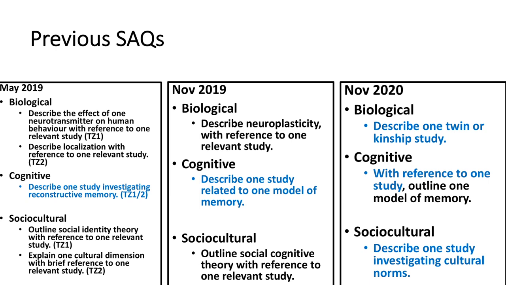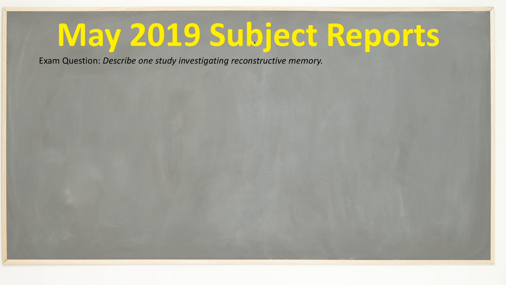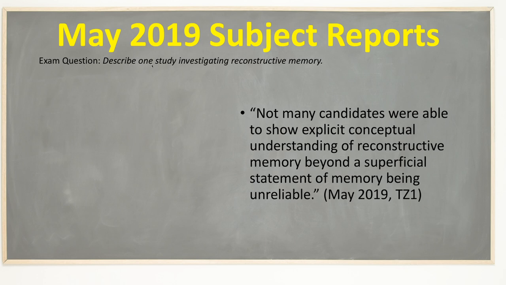In 20 years' time, I don't care if my students remember the studies, but I definitely hope they remember the concepts that I've taught them. Anyway, that little gripe aside, this is why I wanted to rethink the 7-step approach, in particular with these types of answers. Now, if we look at the subject report from May 2019's exam, this was a question in the cognitive approach. Describe one study investigating reconstructive memory.